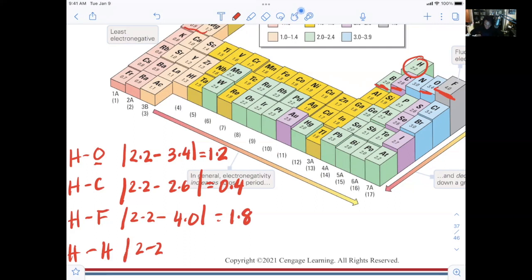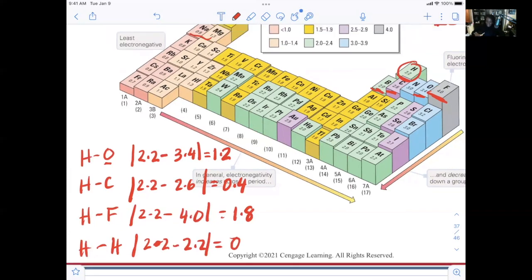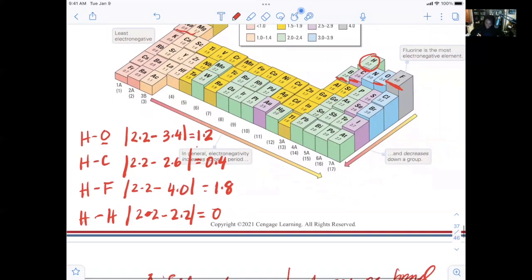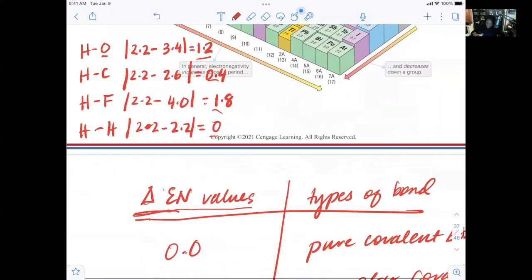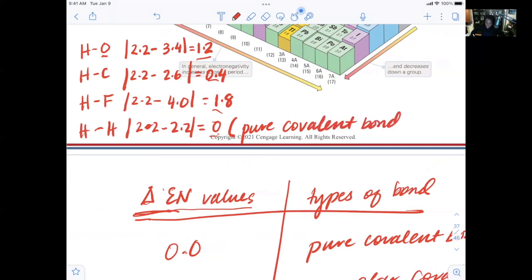And then over here, I have 2.2 for hydrogen minus hydrogen itself, 2.2. I get 0. So I'm going to classify the bonds based on the electronegativity difference. If the difference is 0, like here, this is going to be pure covalent, as in pure sharing, perfect sharing, no animosity. That's the type of bond between two hydrogens. It's pure covalent, pure sharing.